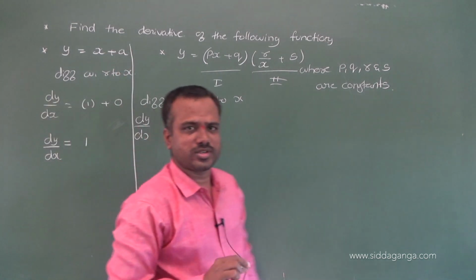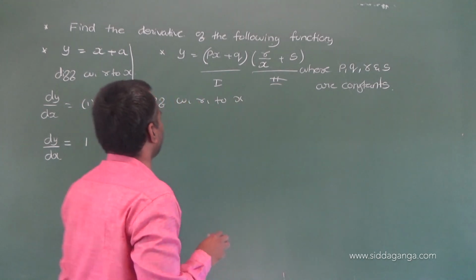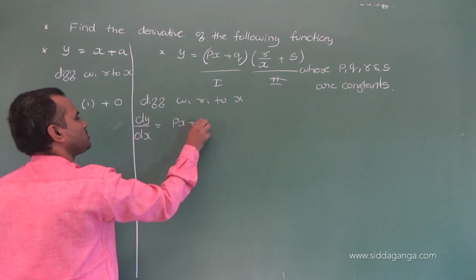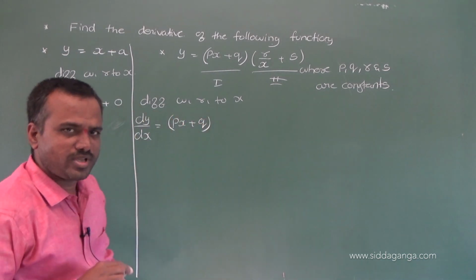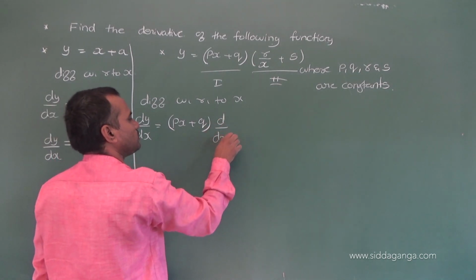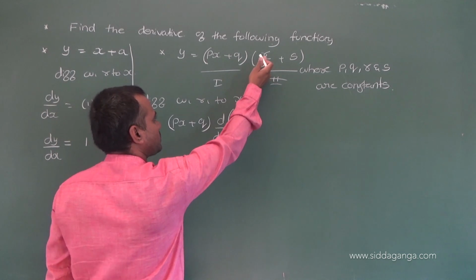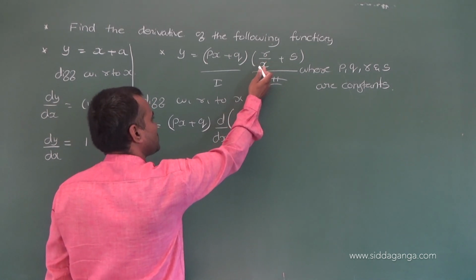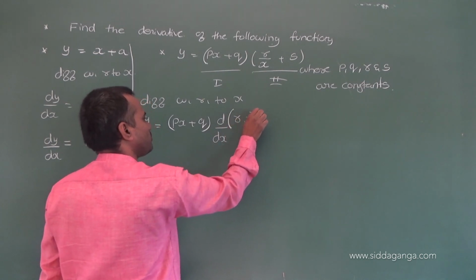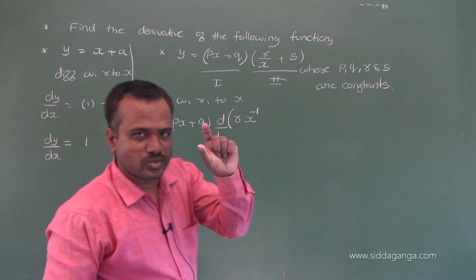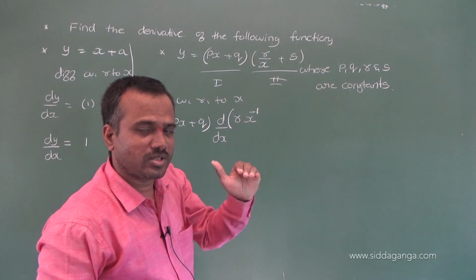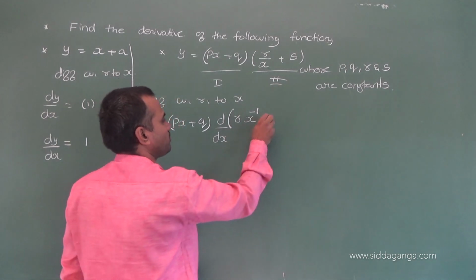Y with respect to x is dy by dx. Okay. First function, px plus q, into d by dx of... I shift 1 by x from the denominator to the numerator, it becomes x to the power minus 1. So 1 by x, I shift from denominator to numerator, the power becomes negative, plus s.